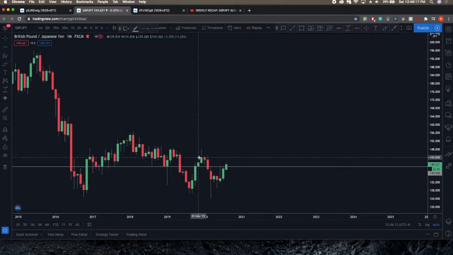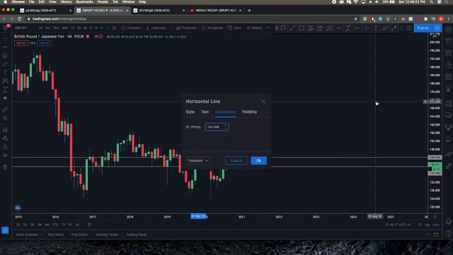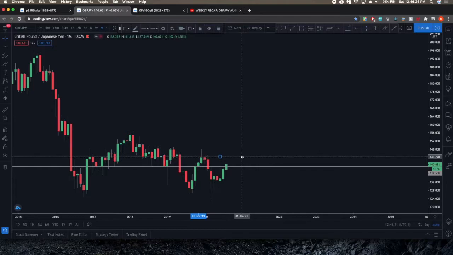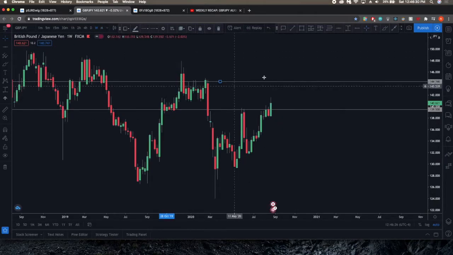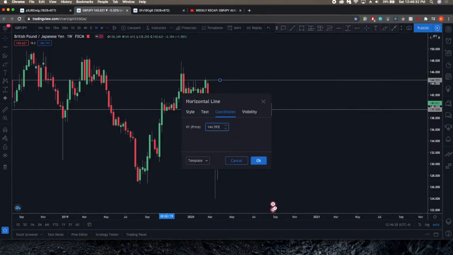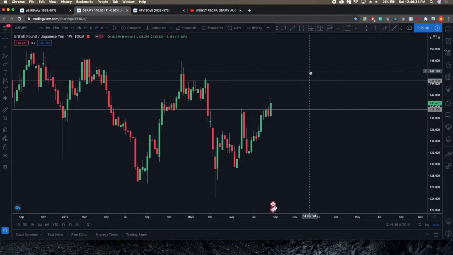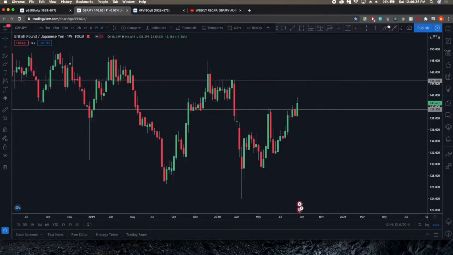So essentially we got this level right there as well. Honestly, I'm probably going to move this up a bit. If we go on weekly, let's go to weekly. That aligns perfectly at like 144.5, right? You see these weekly candles reacting to it. These wicks here all reacted to 144.5 right here. Right, so we got that.